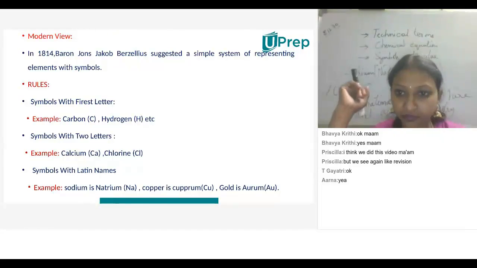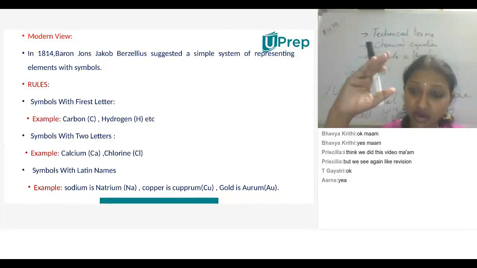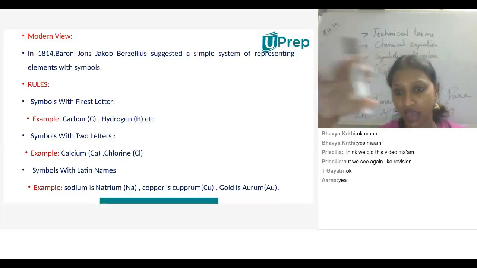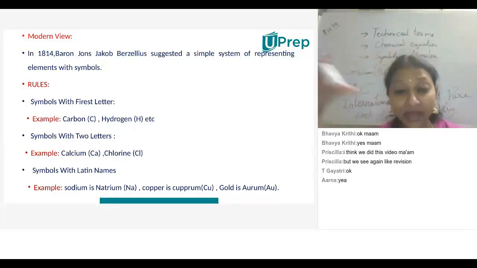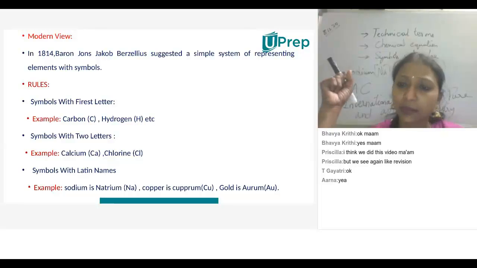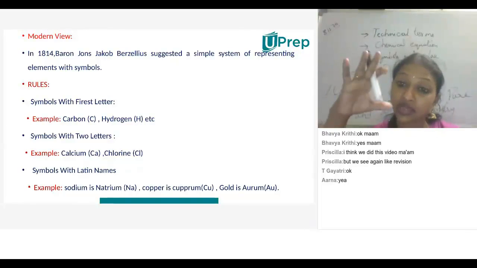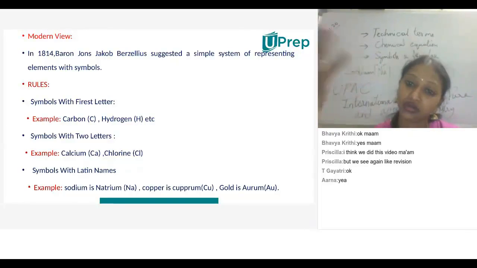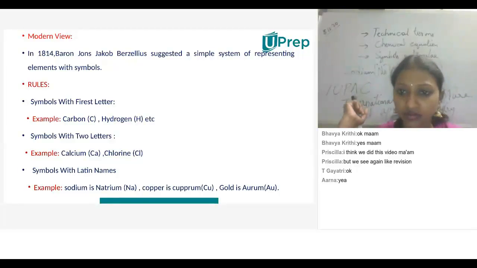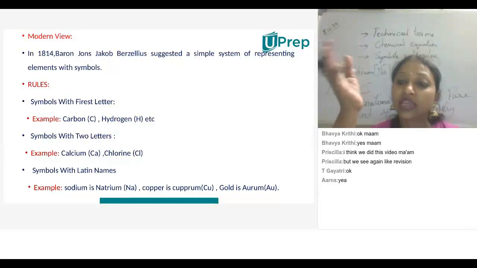Understood? So mainly he considered the first letter of the name for the symbol. Naming the elements like hydrogen, helium, lithium: hydrogen, H, capital H; carbon, C. Simple, no? Nitrogen, N; oxygen, O. By taking the first letter, prominence to the first letter.